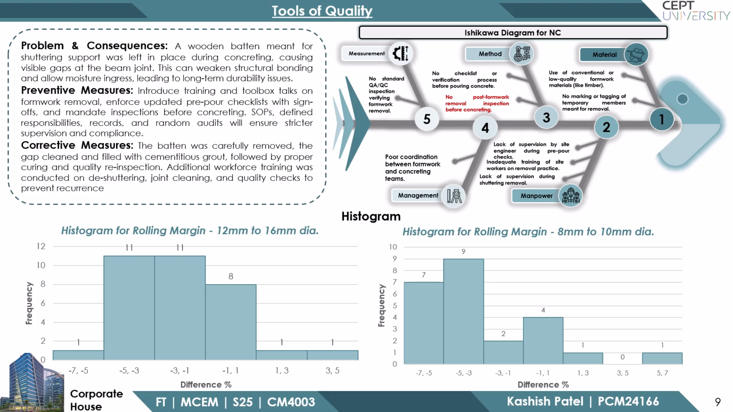Ishikawa diagram was another tool we used to identify root cause for a non-conformity observed on site. A wooden batten was left in a beam joint during concreting, creating a gap and potential durability risk. Ishikawa diagram shows possible causes of the problem, with the root cause being no inspection, post formwork removal, or before concreting. Corrective action involved removing the batten, filling the gap with grout, and re-inspecting. Preventive measures were introduced, such as checklists and inspections to ensure quality compliance and avoid reoccurrence.